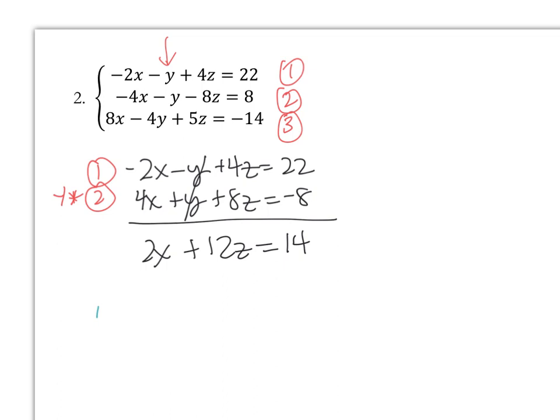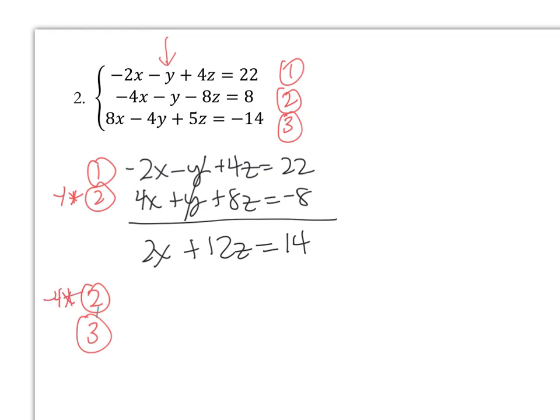Then we have to do a different combination to also eliminate y. The combination we would want to do to eliminate y is something with 2 and 3. You could also do 1 and 3 if you wanted, but I'm going to do 2 and 3. To get those to be opposites, the 2-1 is going to need to get multiplied by -4.